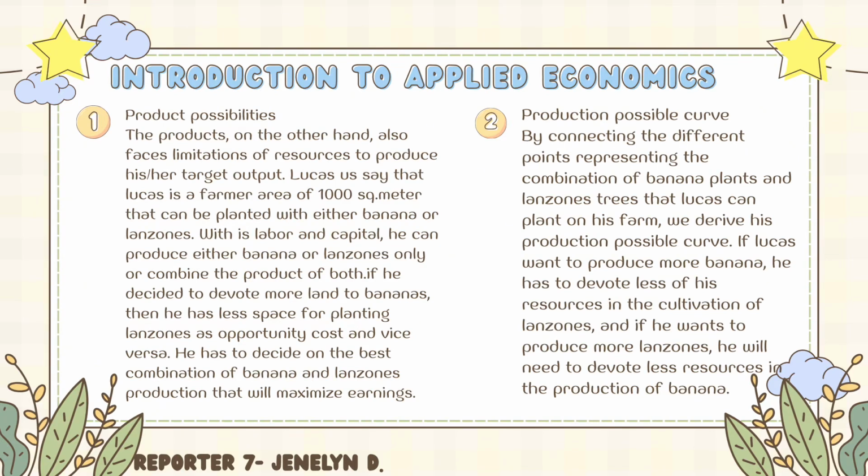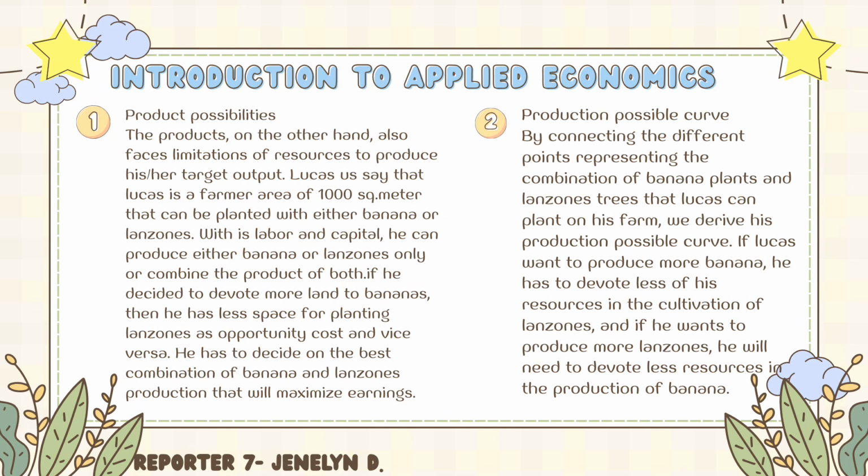Seeing different combinations of goods. Let us hear the background of the scenario. Si Lucas is a farmer with a fixed farm area of 1,000 square meters. His land can be planted with either banana or lanzones or a combination of both, because his land, labor, and capital are limited.